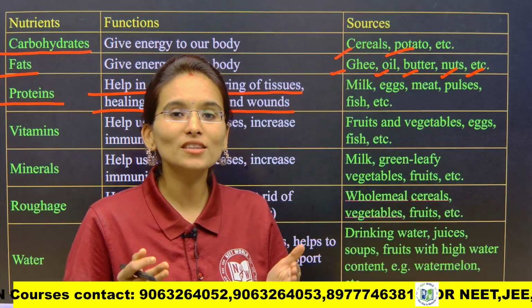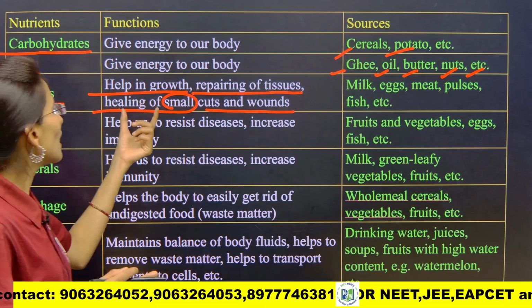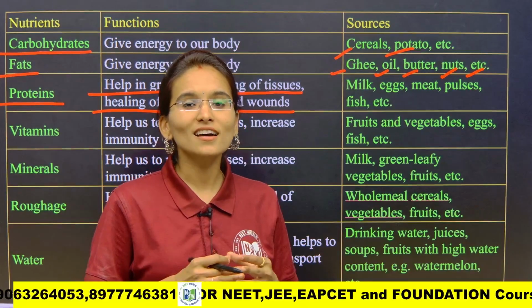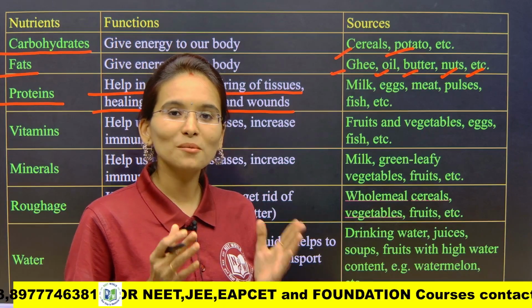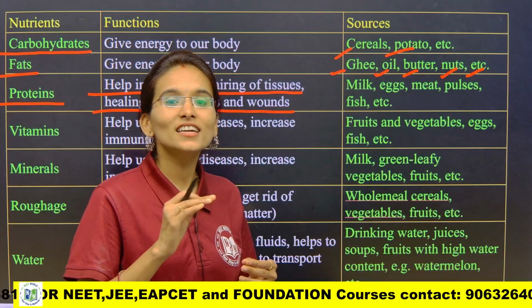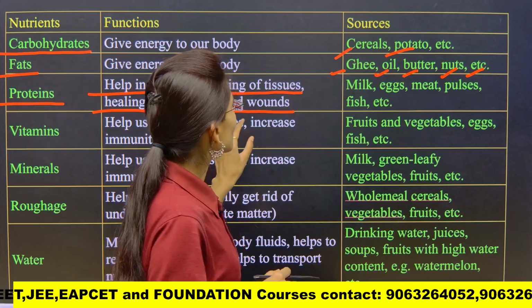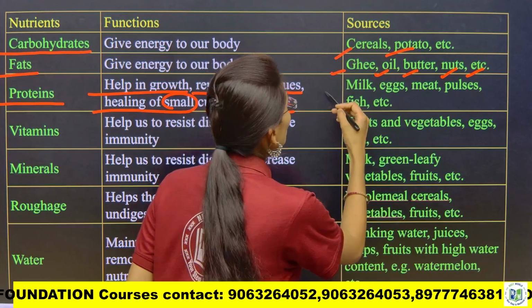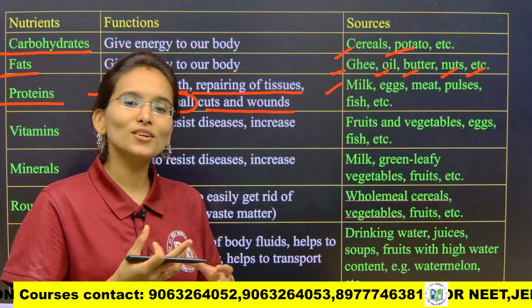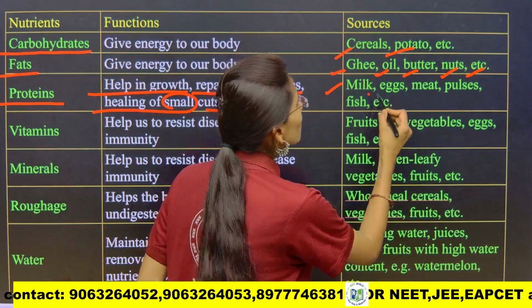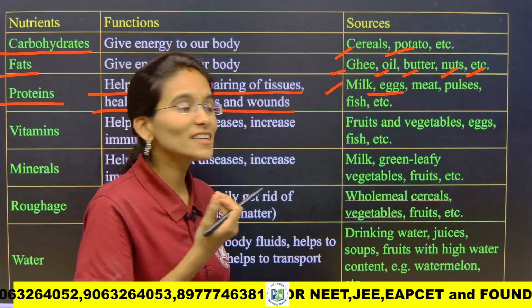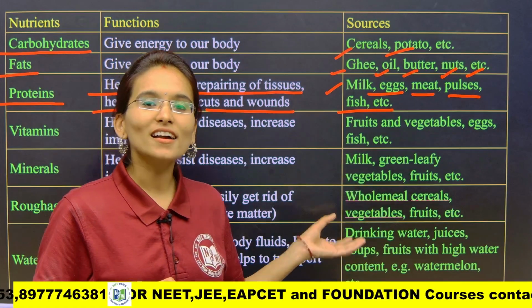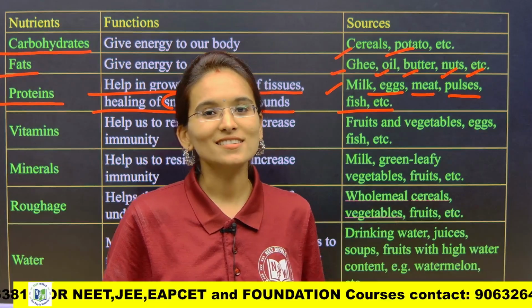So the proteins are mainly involved in growth and repairing of the entire body tissues, as well as healing small cuts and wounds. If you see the sources, proteins are present abundantly in milk. If you take milk, then you are going to get more proteins. Next, we can also get proteins by eating eggs, meat, pulses, fish, etc. So these are all major sources of proteins, right?